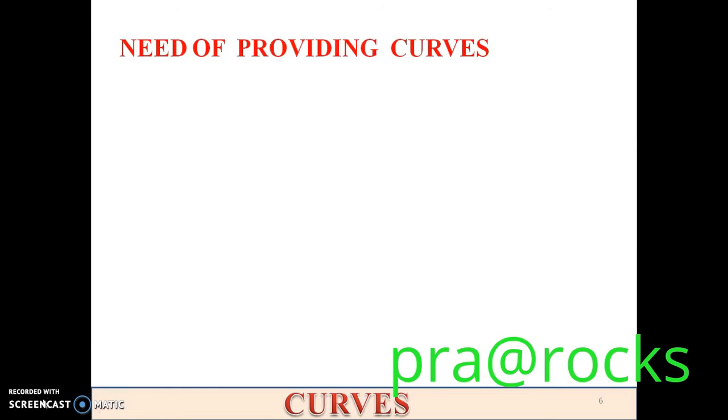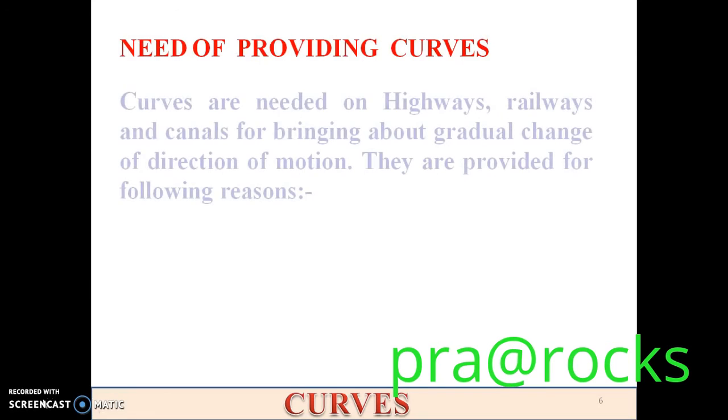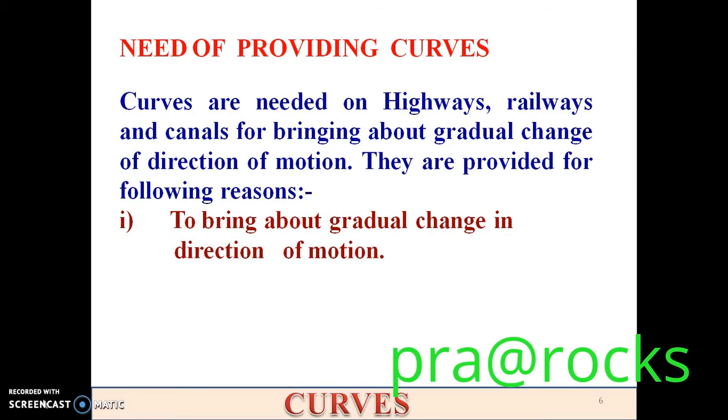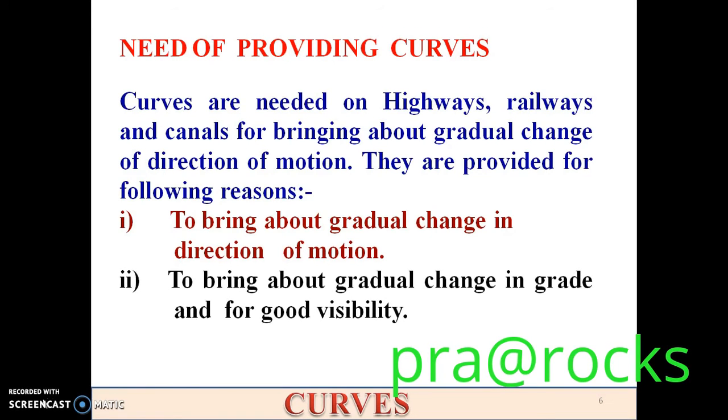Now, what are the needs of providing the curves? What is the major need? Actually, this curve has a wide range of applications. It's commonly used in highways, railways, and canals for bringing about the gradual change of direction of motion. Why are they provided? They are provided for the following reasons. To bring about a gradual change in the direction of motion. Whenever a direction change is required, we can provide these curves. And in order to bring about a gradual change in grade and for good visibility, these curves are provided.